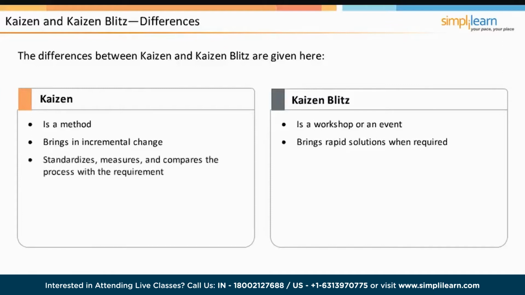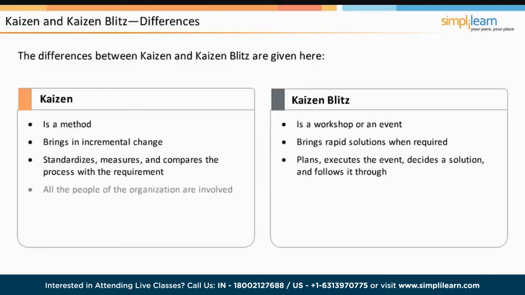It standardizes, measures, and compares the process with the requirement before improving it. Kaizen Blitz plans for the event, executes it, arrives at a solution, and follows it through. All the people of the organization are involved in Kaizen, whereas Kaizen Blitz is led by the top management and others are invited to participate.